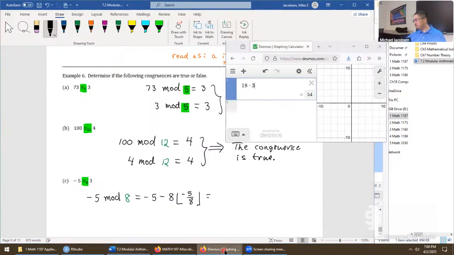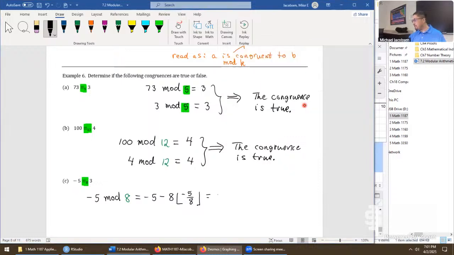Let's run through this part right here. With the floor, we have -5/8 coming out as -0.625. So the floor of that value would be -1 altogether. So we get -5 minus 8 times -1. But now this is 8 minus 5, and we get a result of 3 altogether on that one.